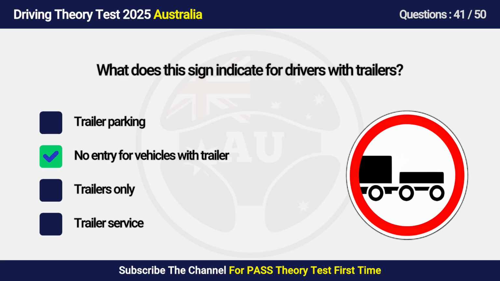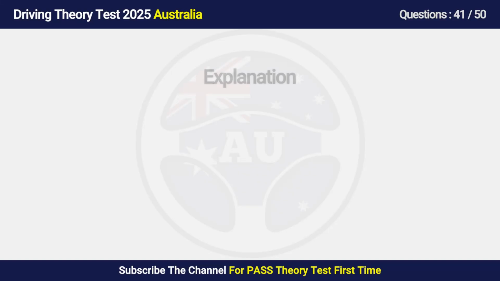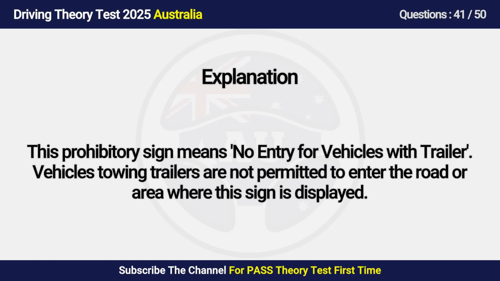Answer is B. No entry for vehicles with trailer. This prohibitory sign means no entry for vehicles with trailer. Vehicles towing trailers are not permitted to enter the road or area where this sign is displayed.